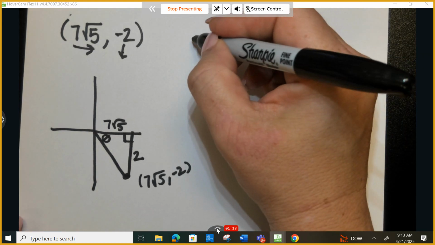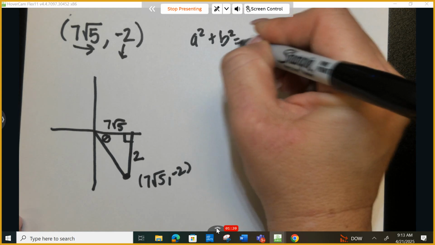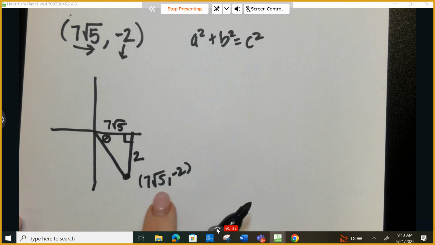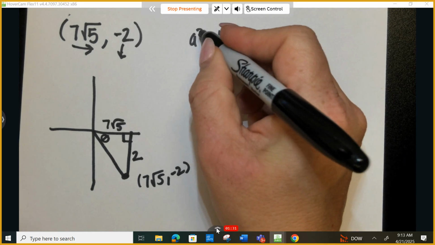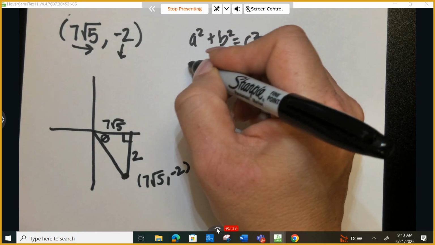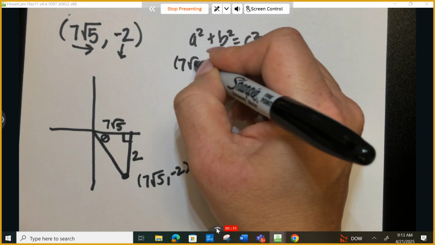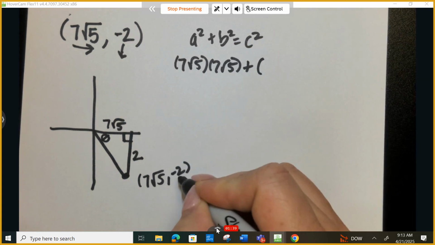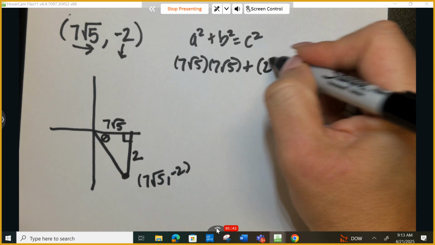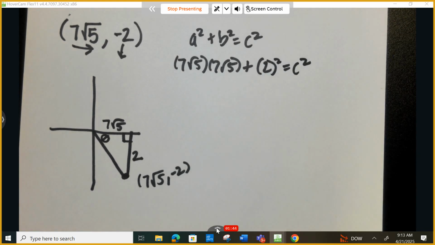And so up here I'm going to start with a squared plus b squared equals c squared. Now whenever I have a square root, it doesn't matter which one of these values is the a or b. Whenever I have a square root as part of this distance, I'm going to write it twice instead of just using the square. I know a squared means a times a, so I'm going to write 7 square root of 5 times 7 square root of 5. And then this is going to be a distance of 2 squared. Now I could have written 2 times 2, but I don't see a lot of students making that mistake.